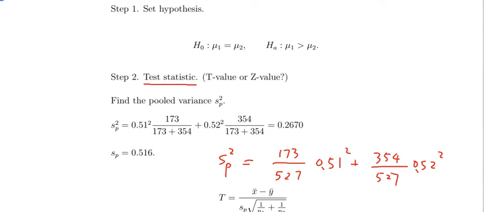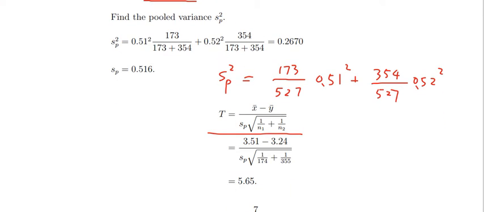Okay, so with a little bit of calculation, we find the SP squared, the pooled variance, equals this, and SP, the pooled standard deviation, the same. Plug in here as the formula. SP is equal to this. We just put this number in here. So we can easily get this result, 5.65.